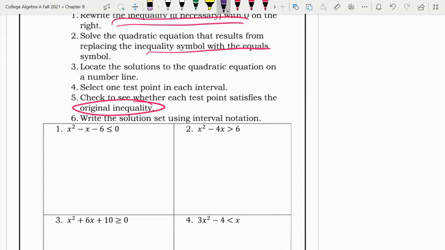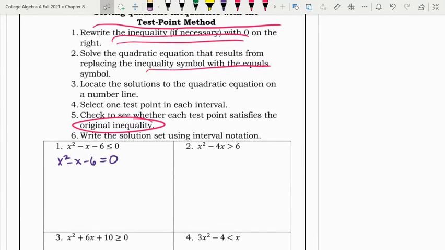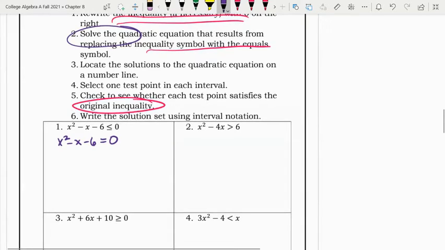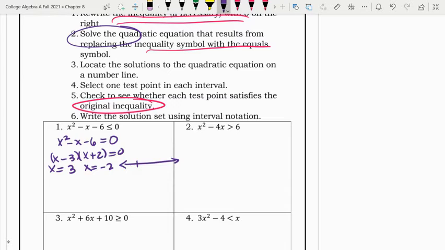All right, example 1. It's already got the 0 on the right, so we're going to do x squared minus x minus 6 equals 0. So all we're interested in this time is solving this equation. So we're solving for x. So we can factor this, x minus 3, x plus 2 equals 0. So my x-intercepts or my roots are 3, negative 2. So what you'll do is go to a number line here. So here's negative 2, negative 1, 0, 1, 2, 3. So I have numbers to the left of negative 2 and numbers to the right of 3 and numbers in the middle. So I'm going to test points.